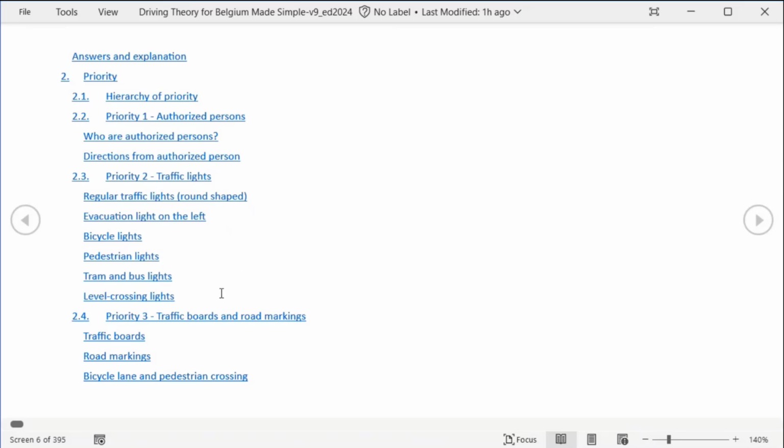So after level crossing, we will go to traffic boards and road markings. So what are traffic boards? We would have covered this a little bit in lesson 1, but here we will go into more details, in a general way, about the traffic boards. And what are road markings? How are these two different? Are they really different? Those are the things that we will discuss.